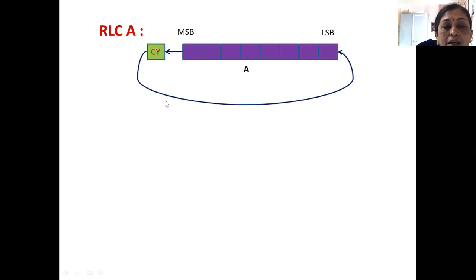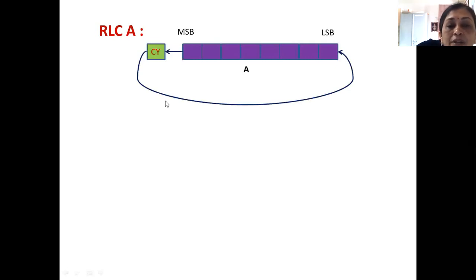Now our next instruction is RLCA. Here we have added C, and the meaning of this is rotate through carry. So you are rotating through the carry bit. Rotate accumulator through carry bit. The meaning of RLC A is rotate accumulator to left through carry.